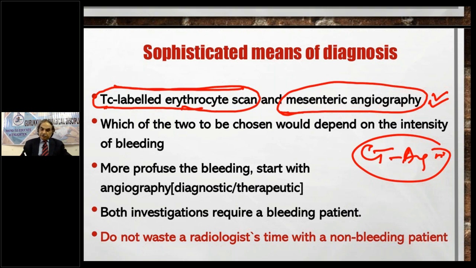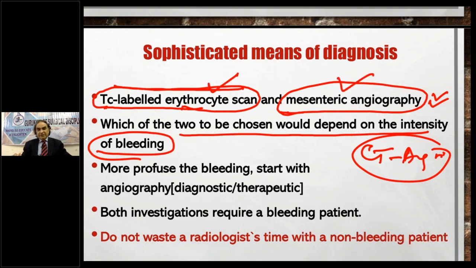Now, which of the two to choose would depend on the intensity of bleeding, as I mentioned. Technetium labeled scan for mild bleeding, mesenteric angiography for major. Why mesenteric angiography for major? Because you can then do interventional angiography, selective angiography and selective embolization. Even if you don't embolize, you localize the site, you can go in and fix it there and then. So mesenteric angiography turns out to be better.